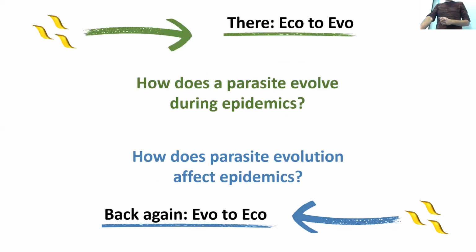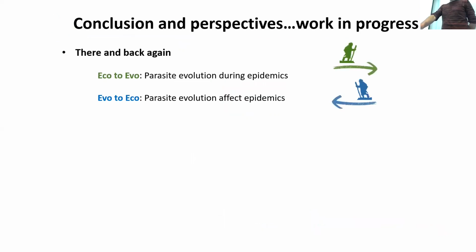Okay. So to sum up, this is what we've been doing. We went from asking how ecology will affect the evolution of the parasite, and we observed a little twist also: how the host evolved, and how parasite evolution affects epidemics. Well, still work in progress, but it seems that there's clearly an acceleration of epidemics when the parasite evolved. And this is difficult to observe.